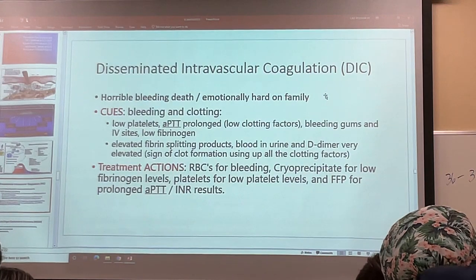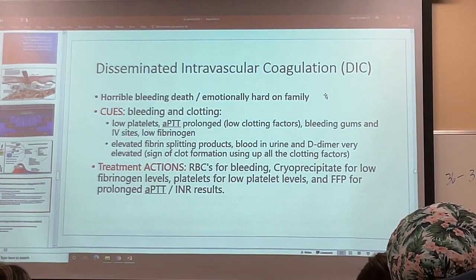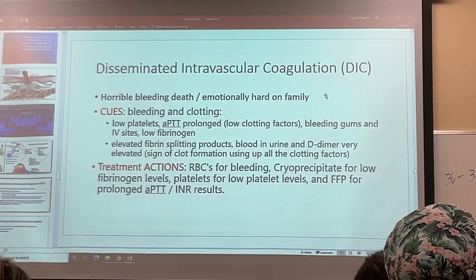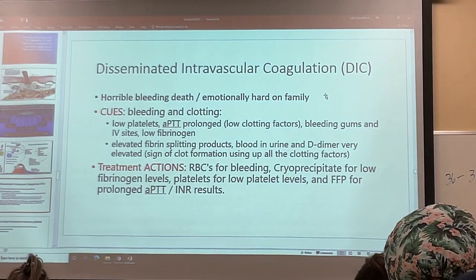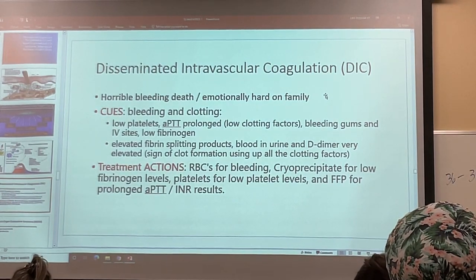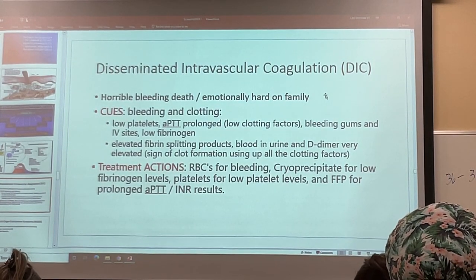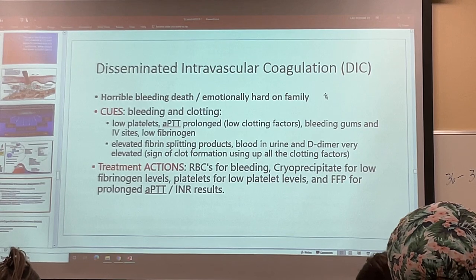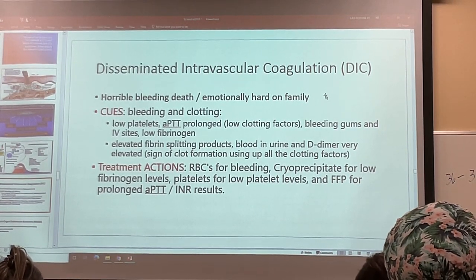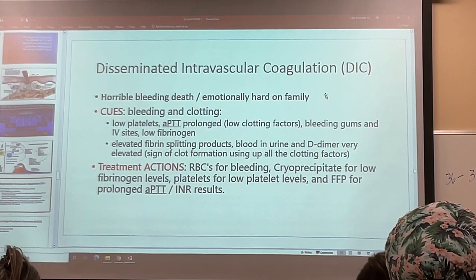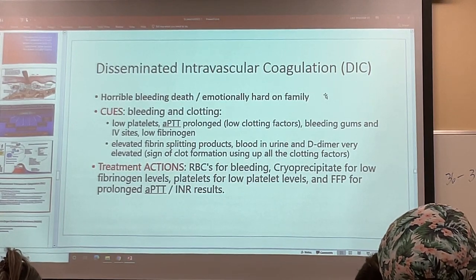You may see blood in the urine. And D-dimer, that's your classic lab that's going to be elevated if you have a clot. Now, you can have a clot in your leg and have an elevated D-dimer, but you can also have a million microclots everywhere and have an elevated D-dimer in DIC. So an elevated D-dimer just means you've got a clot somewhere, or multiple clots. The higher the D-dimer, the higher the number of clots, or the bigger the clots.